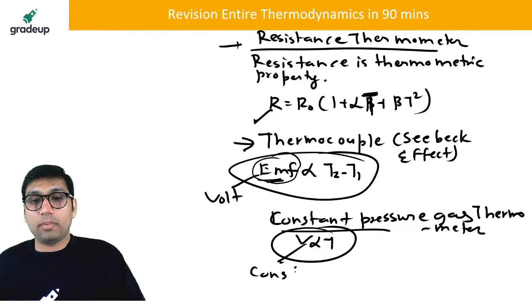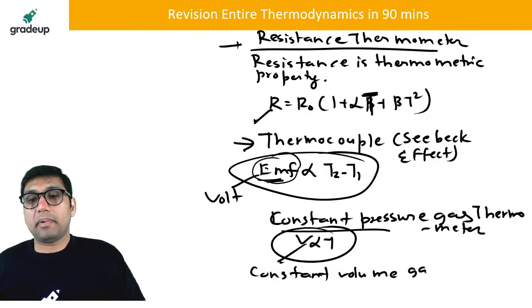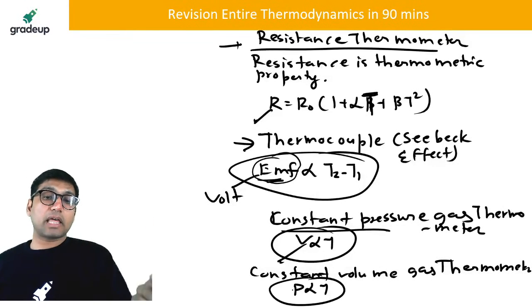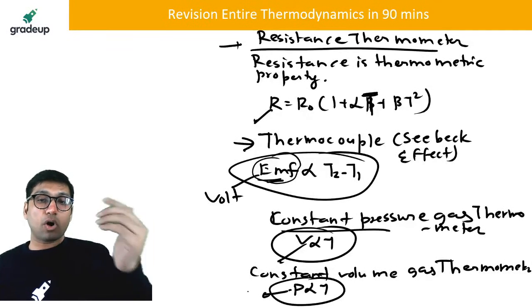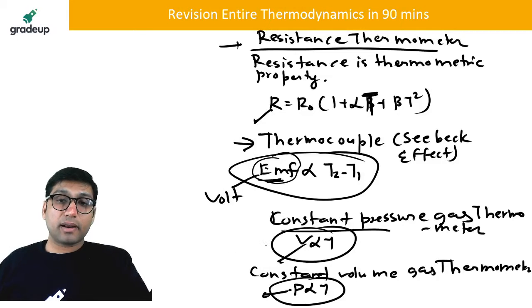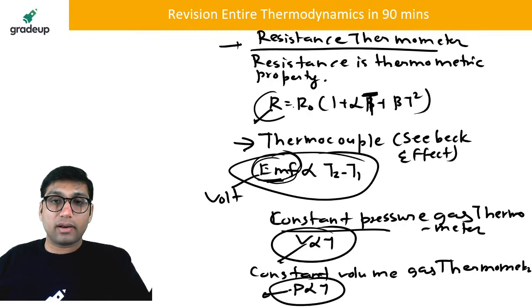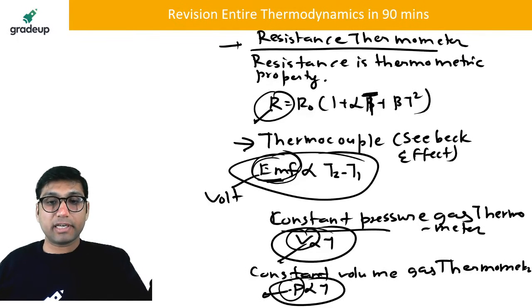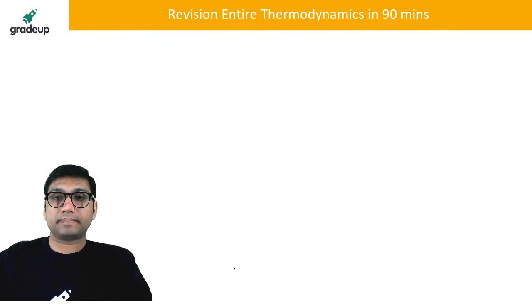And the constant volume gas thermometer. In here the pressure will be directly proportional to temperature. So pressure will be the thermometric property in the case of the constant volume gas thermometer. So there are different types of thermometer, and in these thermometers, by measuring the value of EMF, resistance, volume, or pressure, you can get the value of temperature.